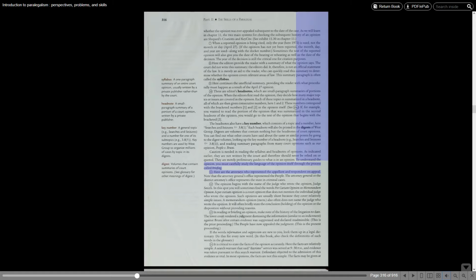here are the attorneys who represented the appellant and respondent on appeal. Note that the Attorney General's office represented the people. The Attorney General, or the District Attorney's office, represents the state in criminal cases.